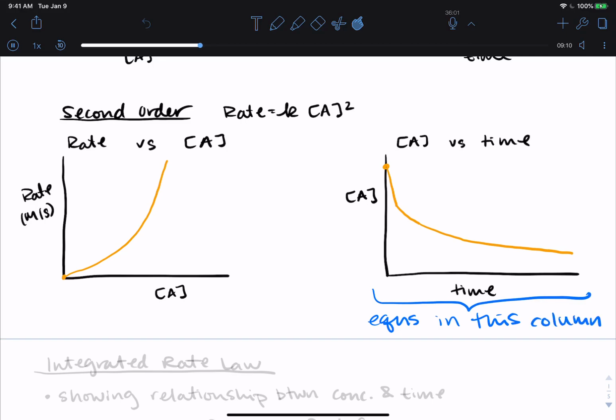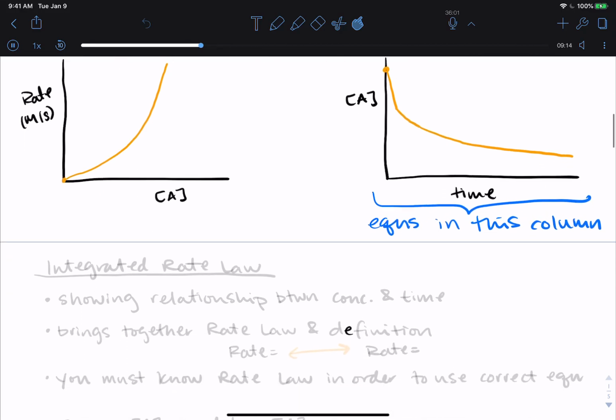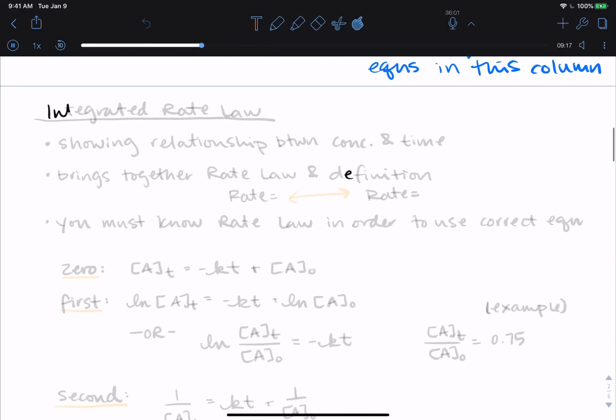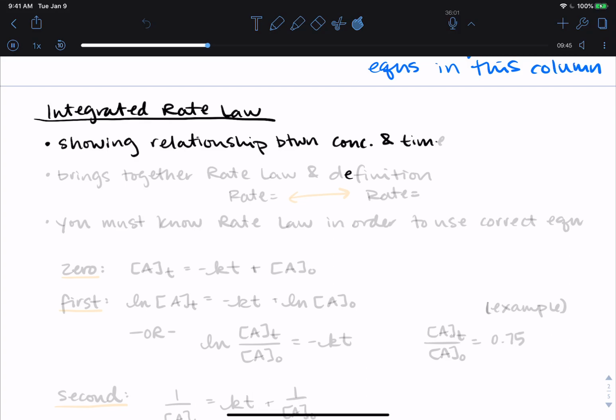So in some bullet point kind of words, what the integrated rate law is doing, the first thing is that it is showing the relationship between concentration and time. It's going to be an equation that matches those lines that we've had. It does this by bringing together the rate law and the definition of the rate.